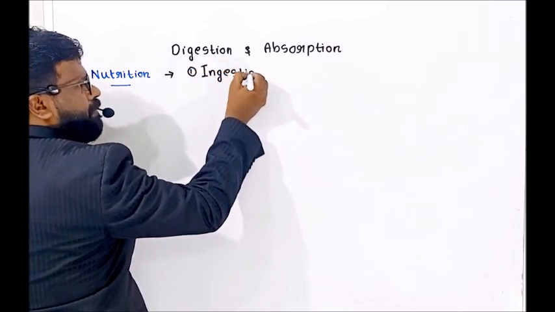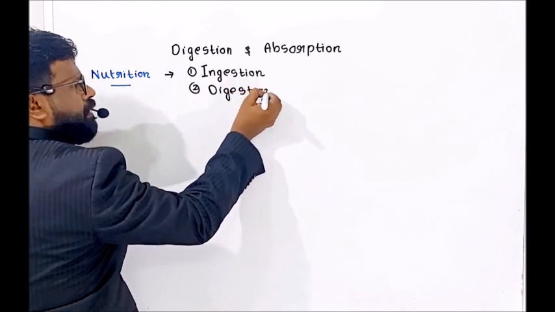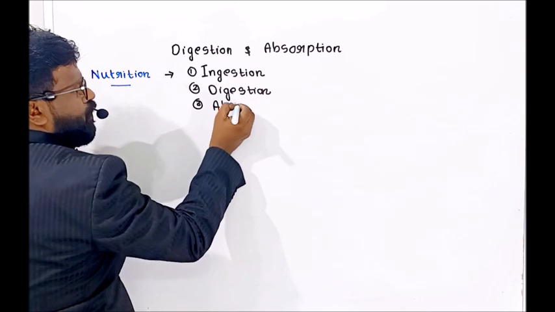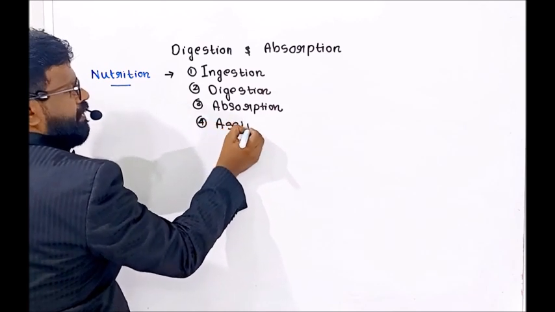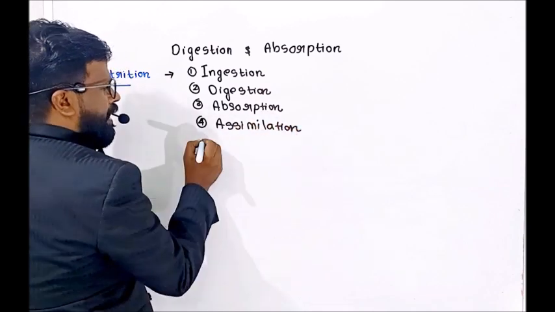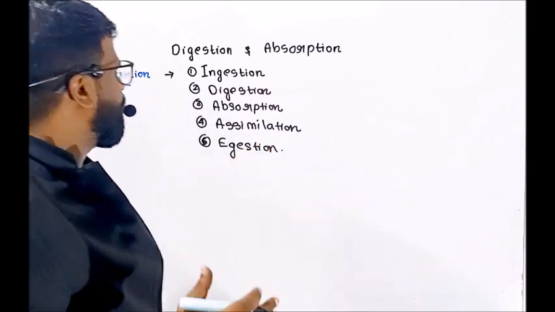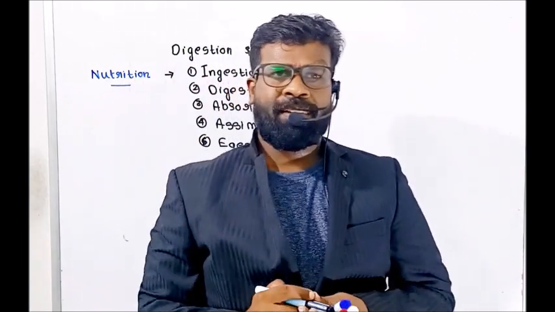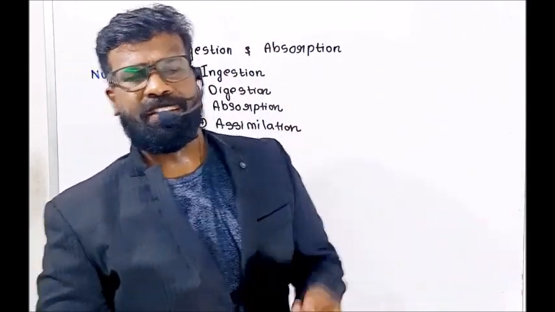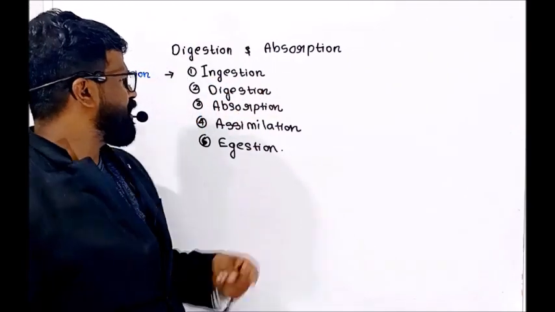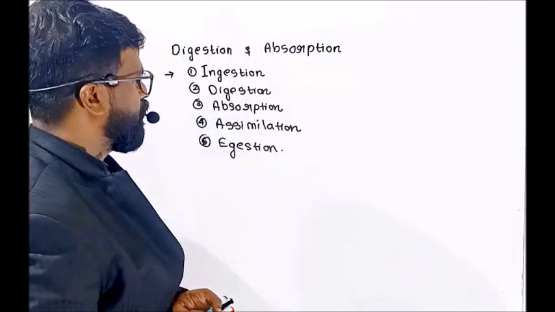This whole process of nutrition includes ingestion, digestion, absorption, assimilation, and ejection. So these are the different stages of the whole process of nutrition in all macrophagous, advanced animals: ingestion, digestion, absorption, assimilation, and ejection. Okay.